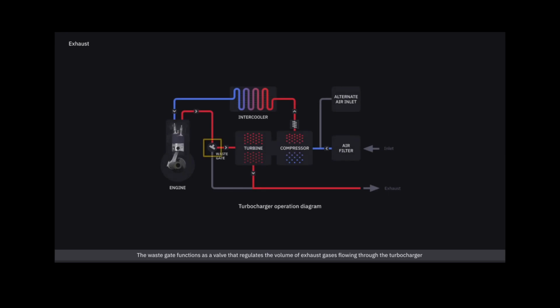The wastegate functions as a valve that regulates the volume of exhaust gases flowing through the turbocharger turbine, as it bypasses the excess exhaust gases away from the turbine. The manifold pressure sensor located behind the compressor measures the pressure. Based on those measurements, the ECU sets the correct valve position to prevent excess pressure in the manifold. The cycle is continuous.